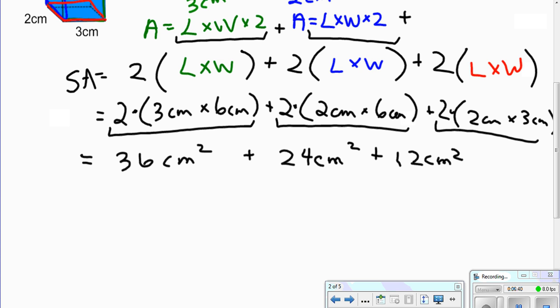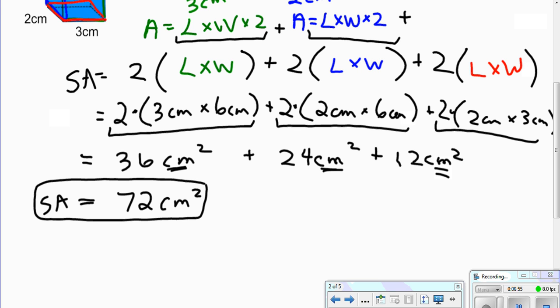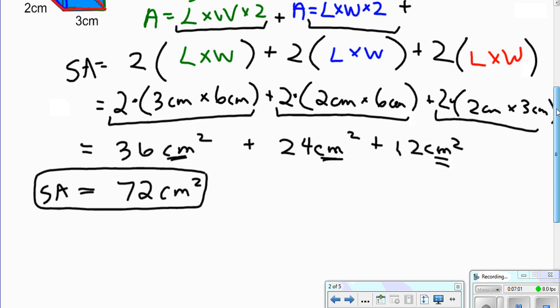Now we can add them all up, and notice that our units are all the same. We can only combine them if the units are the same, so that's important to note. And you get a total surface area of 72 centimeters squared. Yes, I know it's a lot of work, but that's kind of what we have to do.